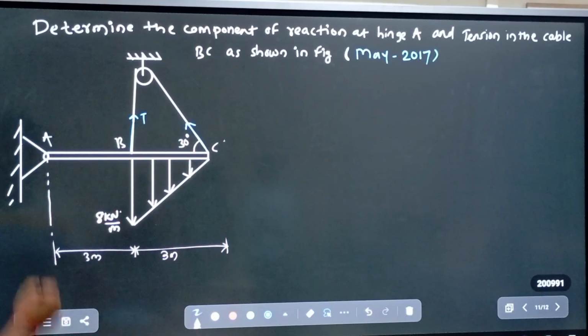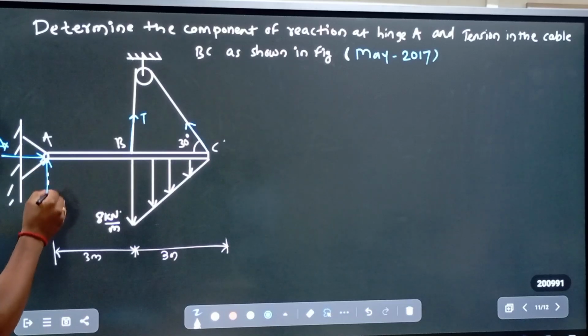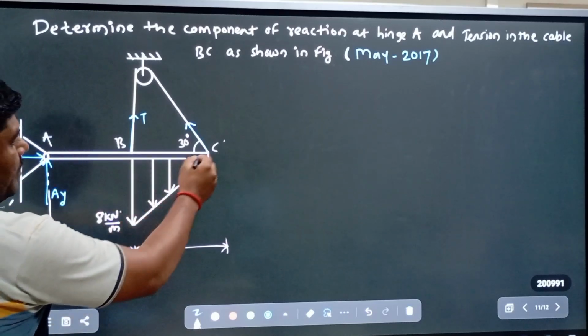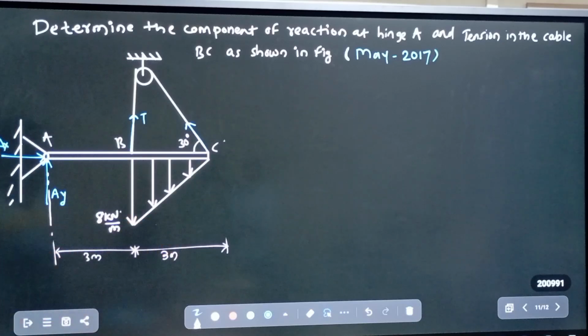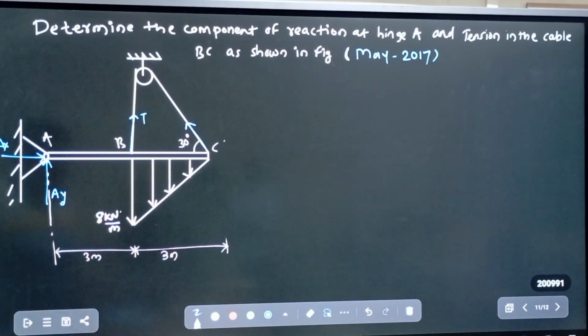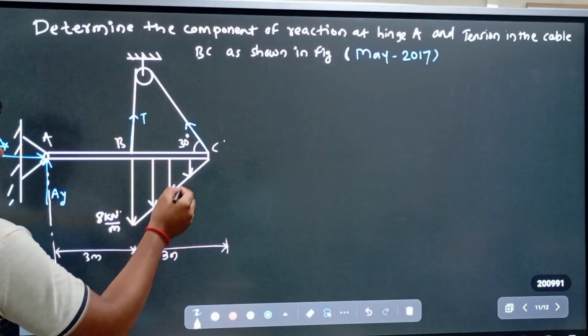So at point A there is a hinge support, that means two reactions. One is the horizontal component of reaction, another is the vertical component of reaction AY. So the first step is to draw the free body diagram. For that we have to replace the support by reactions. Now the uniformly varying load of magnitude 8 kN per meter is given, acting for a distance of 3 meters. So convert that load into a point load.